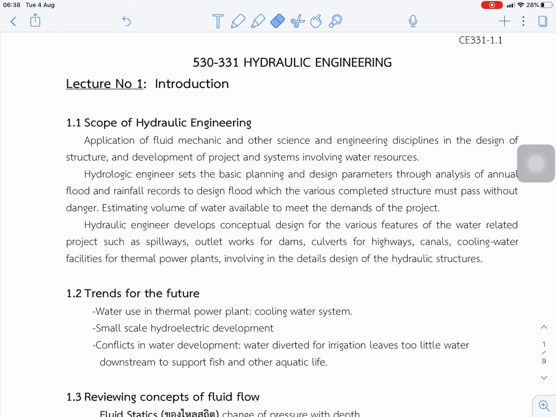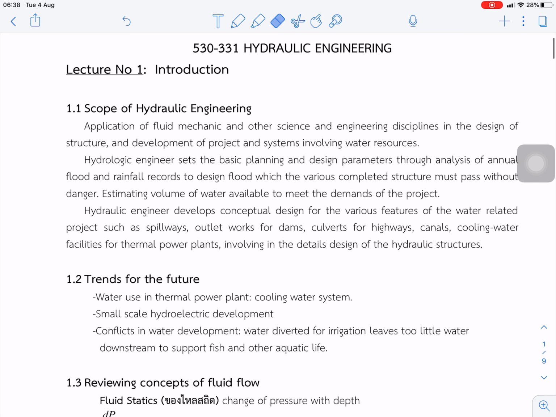This is the first lecture of the hydraulic engineering course, to introduce the course and review the hydraulics subjects. The first topic is the scope of hydraulic engineering. The broad picture of hydraulic engineering is the application of fluid mechanics, data science and engineering discipline to the design of structures and the development of projects and systems involving water resources.